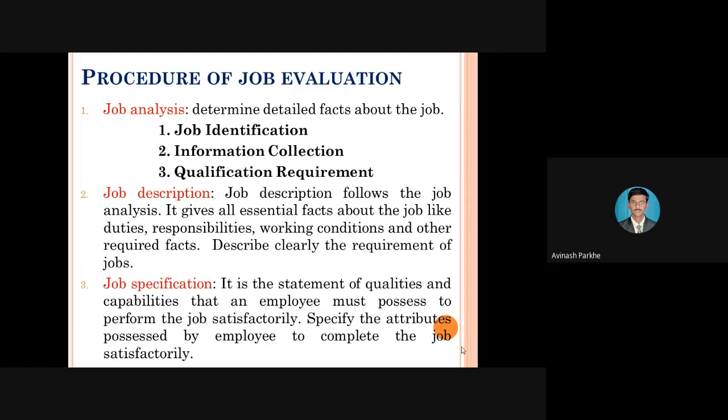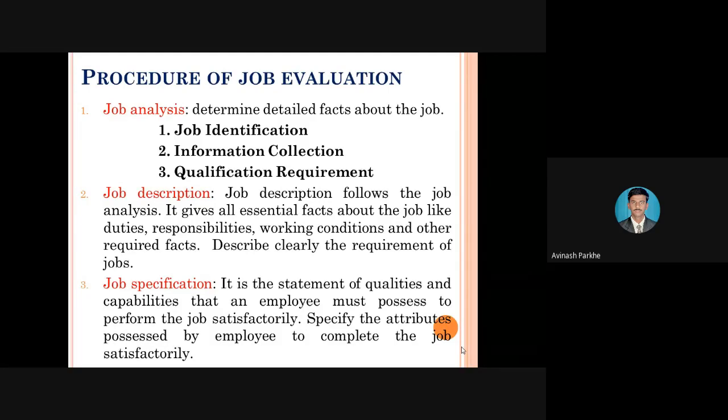So what is meant by job analysis? It's simple. I have written one sentence in front of job analysis: determine detailed facts about the job. Whatever information is available about that particular job, we have to take that information under the first step, which is called job analysis.